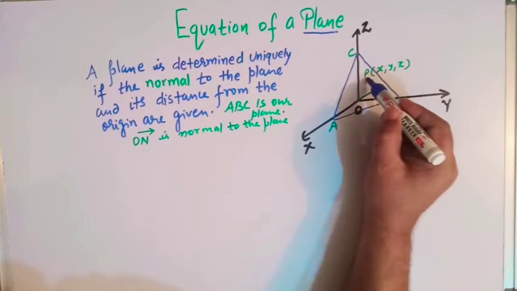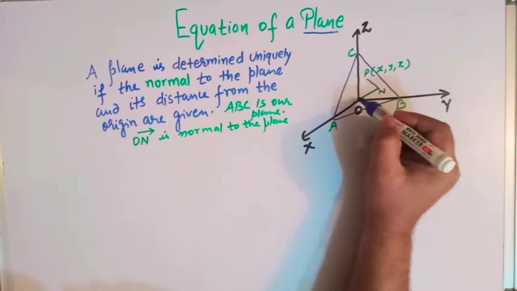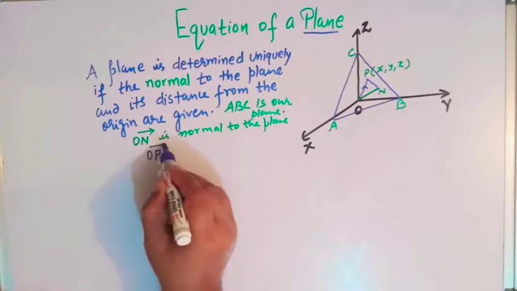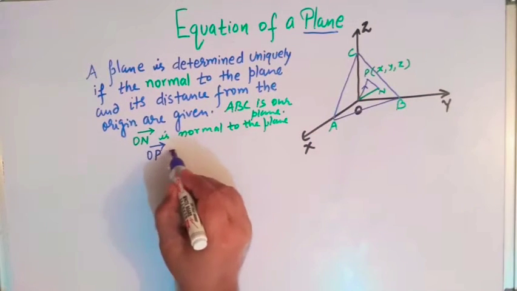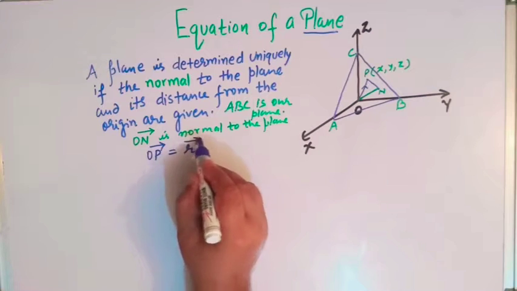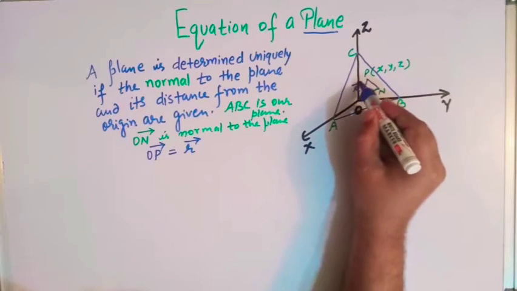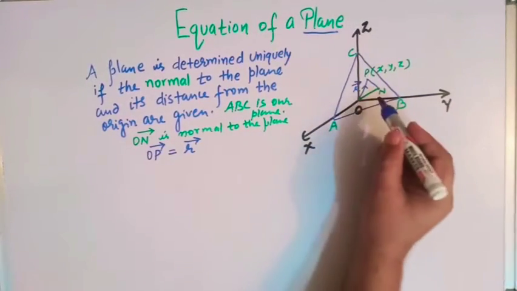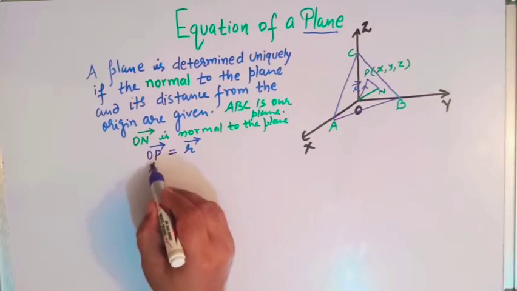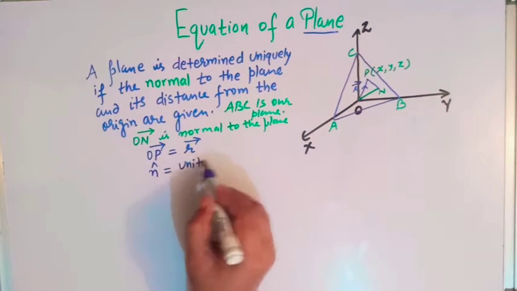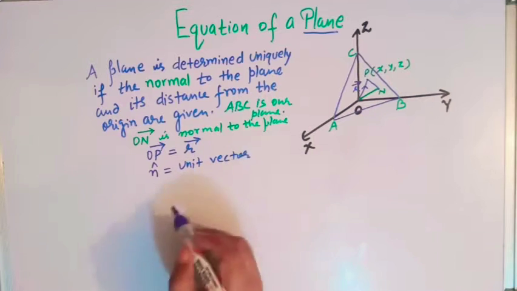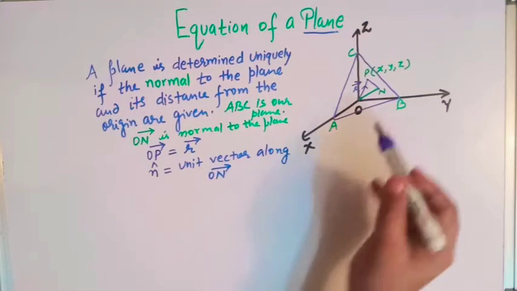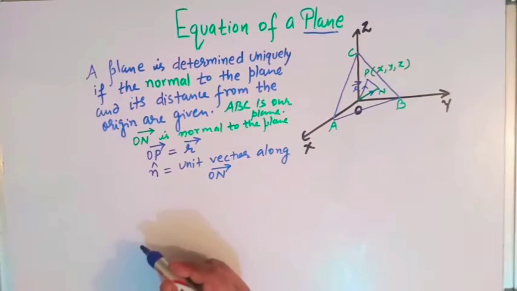Now let us join PN and OP, right? Now OP is the position vector of this point P, and this is equal to vector r, right? Let us say this is vector r, and ON is the normal to the plane, and let n cap be the unit vector along ON, right? Along the vector ON, right?